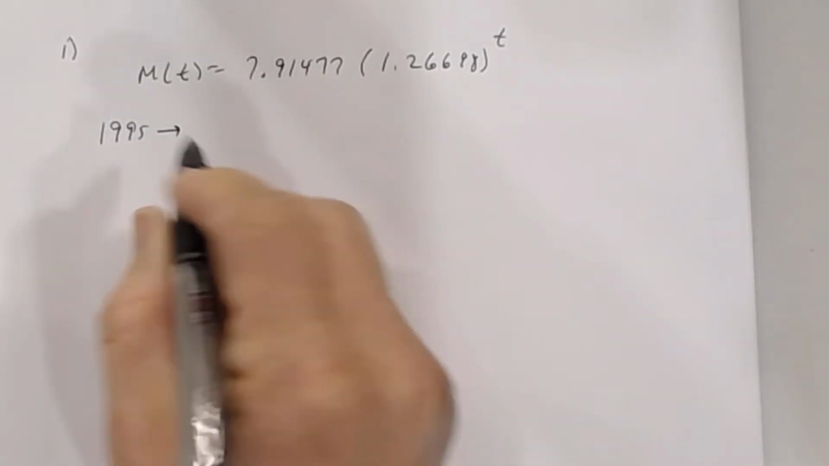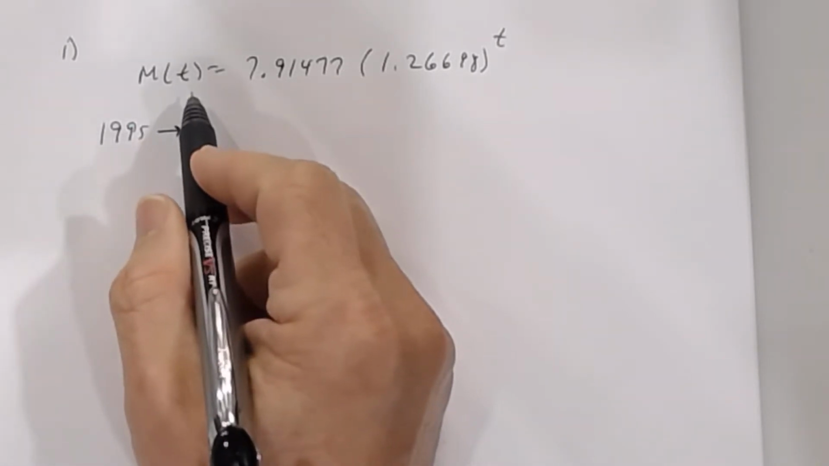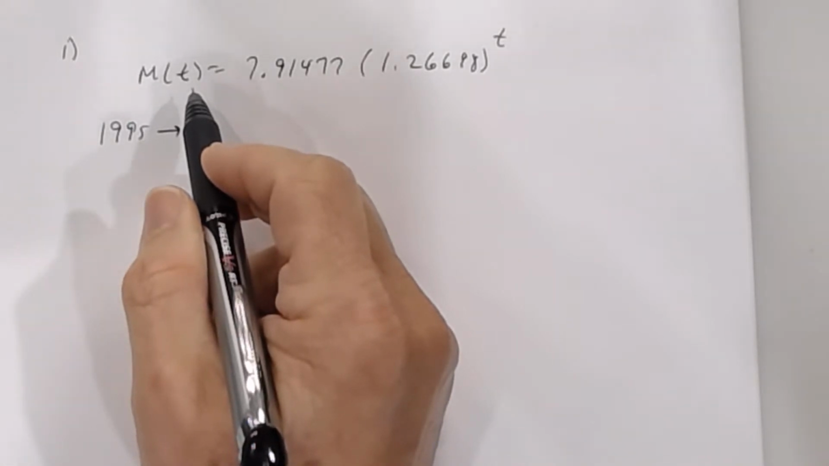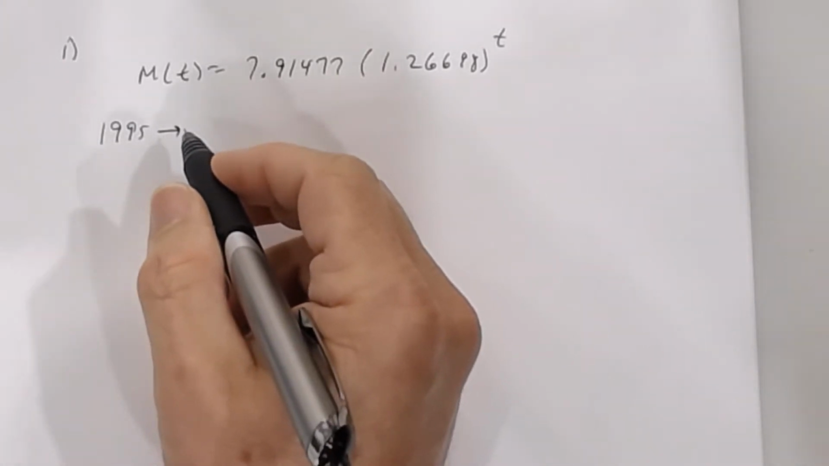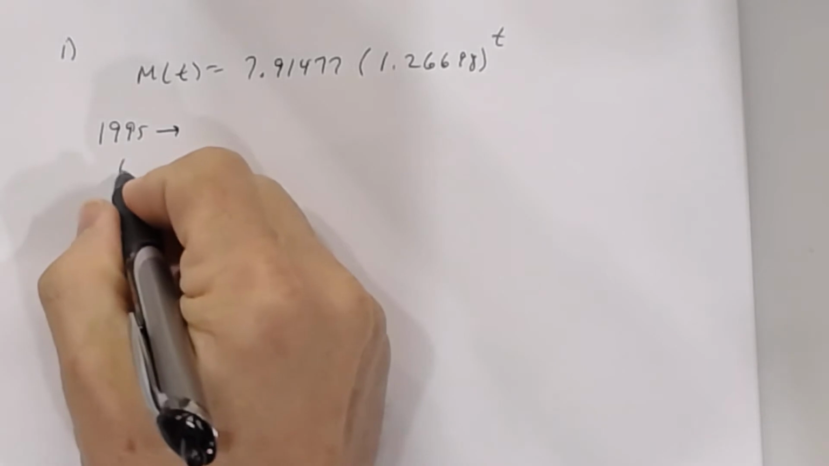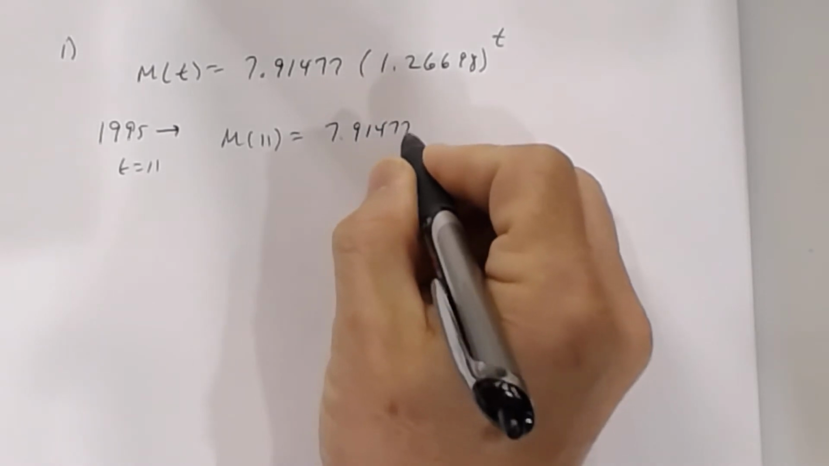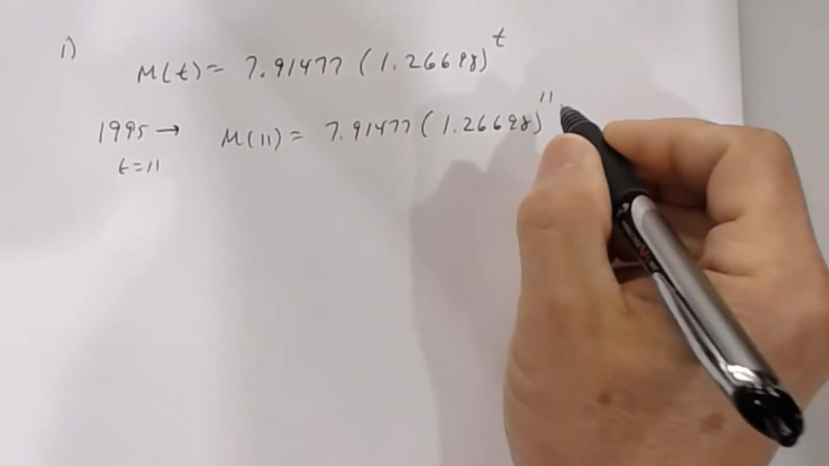So 1995, remember this says m of t, so you got to plug in for t. What's the time in 1995? Uh, 11, right? It took you all a long time to figure out that it was 11 years. 1994 plus 1 is 95, right? Or you could have used your calculator and just say 1995 subtract what? 1984. So t here is going to be 11. So m of 11 equals 7.91477 times 1.26698 raised to the 11 power.